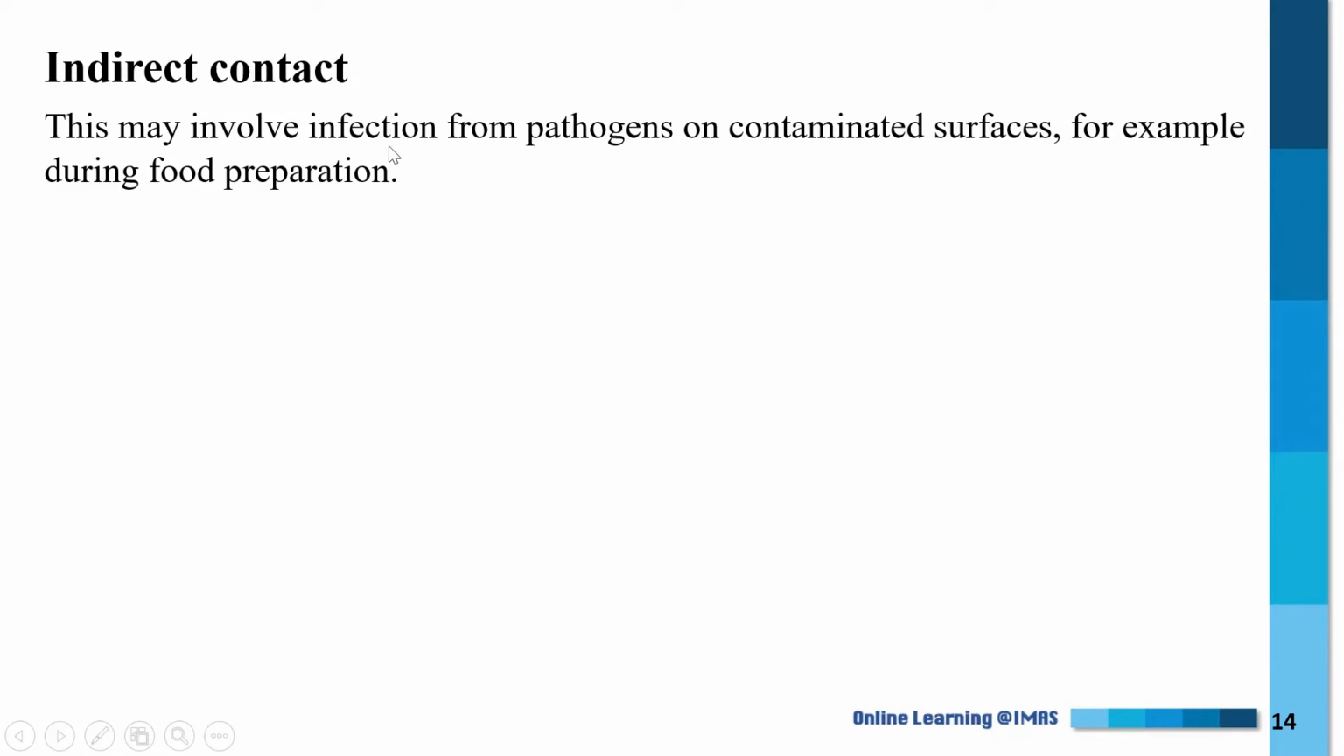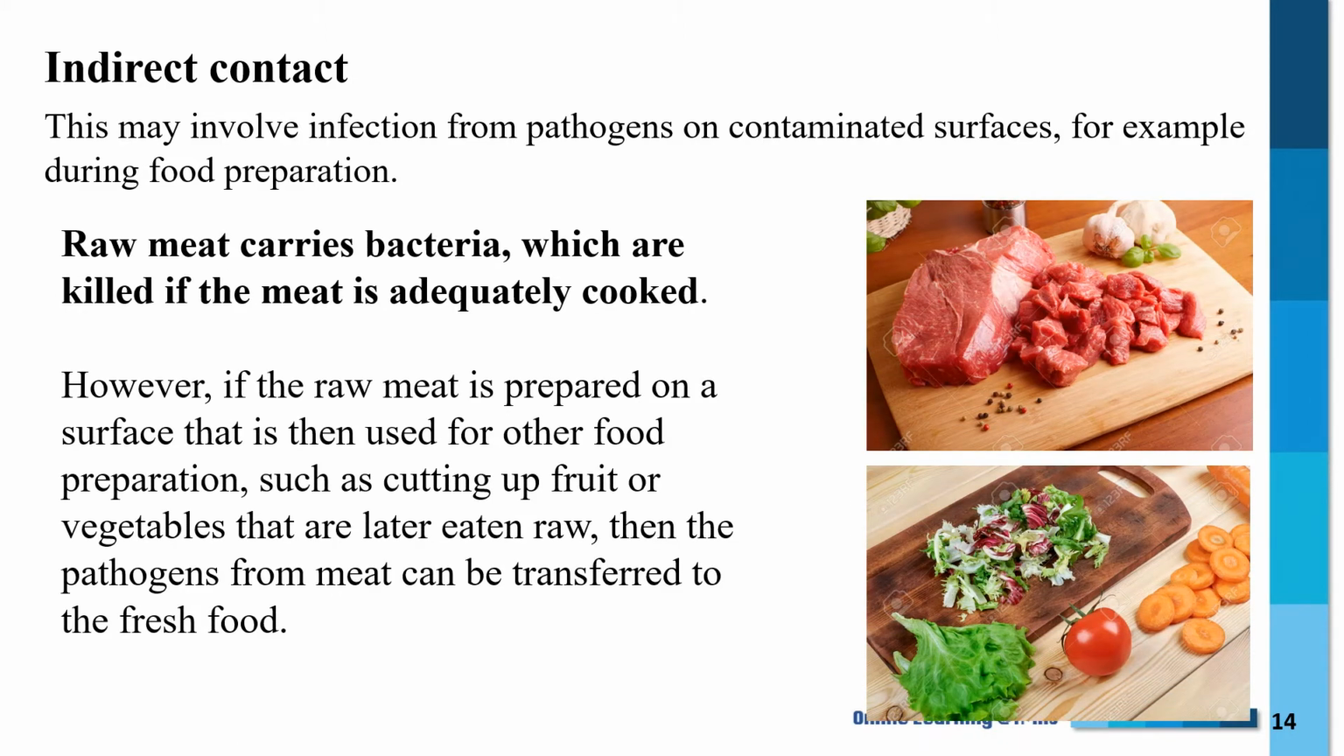So here this may involve infection from pathogens on a contaminated surface and/or during food preparation. Let's say, for example, I am sure you are doing this every day in your home. Every day you get meat and you cut the meat to cook it. Now you are using this cutting board to cut meat, and without washing it, you use it to cut your salad, for example your lettuce or your carrots, and this will not be cooked. You will eat it without cooking.